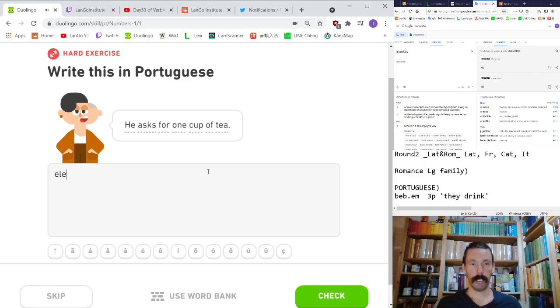He asks, ele pede for one cup of tea, uma xícara de chá. Also accented.